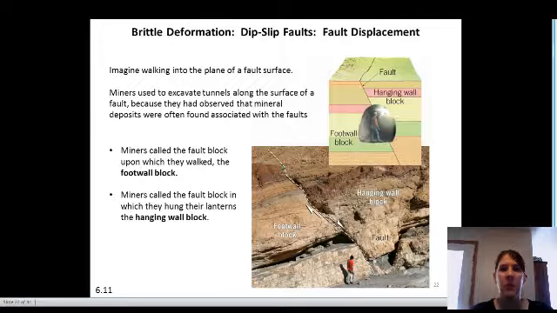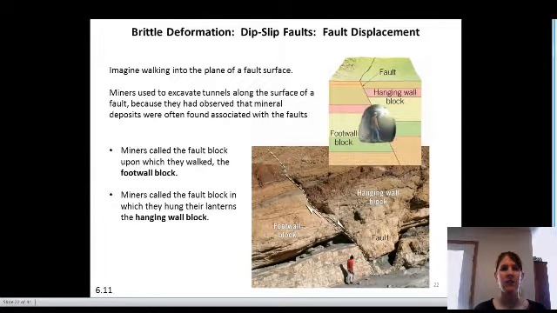When we talk about fault displacement, it really helps to understand how the portions of rock are moving in relation to each other. So imagine you walk into the plane of a fault surface. We have a fault system. If you drilled a hole straight into that crack in the center, you would want to know what is the rock unit above you and what is the rock unit below you.